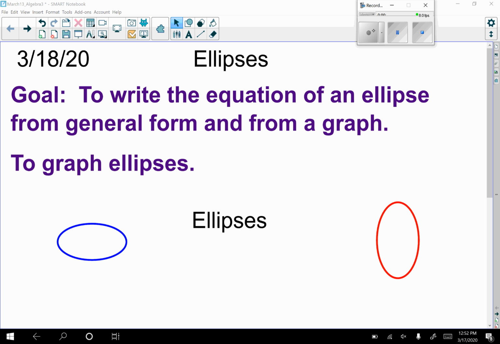So our goal for today is to be able to write the equation of an ellipse from general form to HK form, and also to be able to graph. So to look at the two versions again, which we already looked at when we first started identifying conics, we'll revisit those again in more detail.